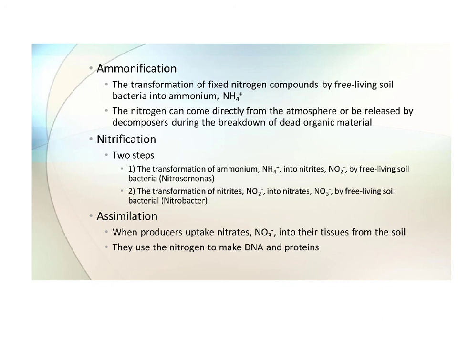Assimilation. Assimilation is when producers uptake those now bioavailable nitrates. There it is right there. Oops, my pen's not working. All right, so at the end of nitrification, we have nitrates. Nitrates are what plants want. That's the form of nitrogen that they prefer to uptake. So assimilation is the name of the process when those producers are taking those nitrates up into their tissues from the soil. So what do they use that for?